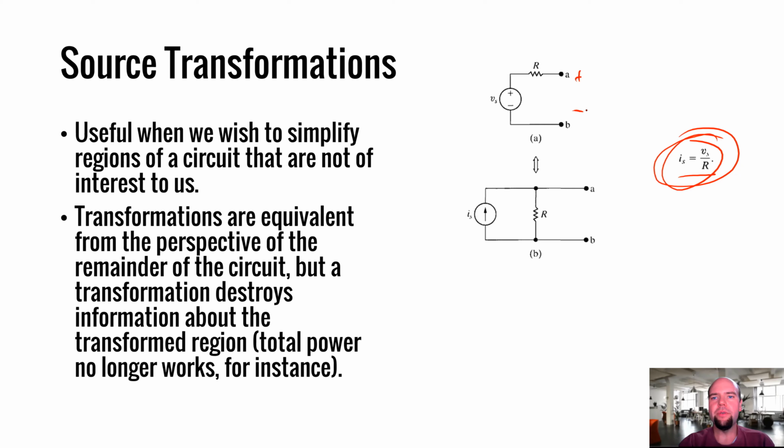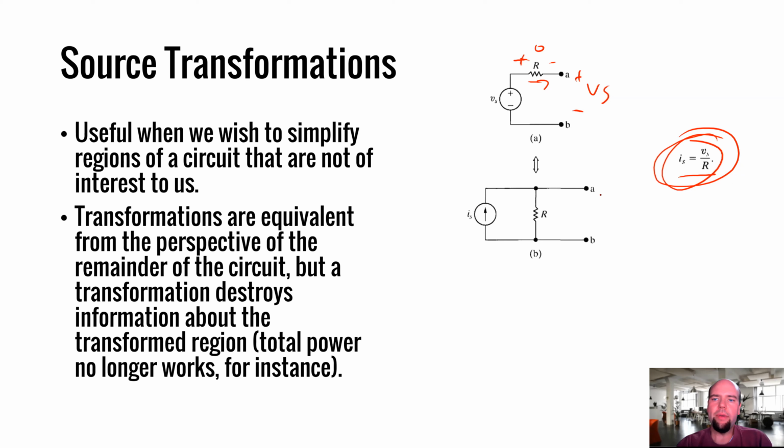Well, if we leave these terminals open, there's going to be no current flow through this resistor, which means there's going to be no voltage drop across this resistor. So if the terminals are open, there's no current through the resistor and no voltage drop across the resistor, then all of that voltage Vs has to be dropped across these terminals. So we must have Vs volts across these terminals AB. What about in this case?